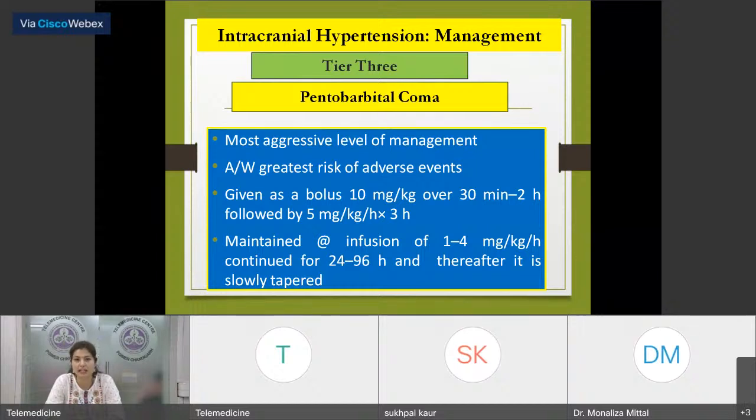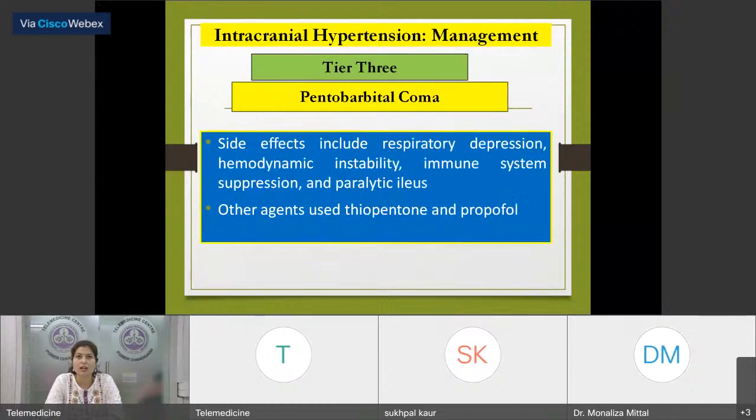Whenever we are giving a maintenance dose, it is always a lower dose, because now the body is able to maintain a serum therapeutic level. Serum therapeutic level means a dose which is equally effective in the body. So now all the body cells will be acclimatized with the dose, and it has to be continued for 24 to 96 hours, and then it can be slowly tapered off. There are certain side effects of this therapy, such as respiratory depression, hemodynamic instability, immune system suppression, and paralytic ileus. Other agents which can be used are thiopentone and propofol.